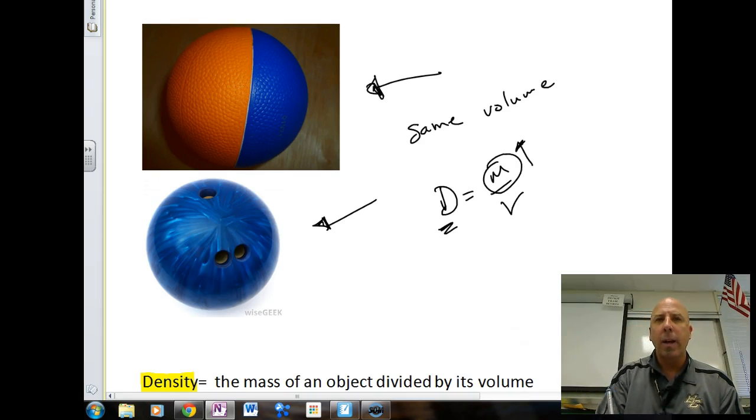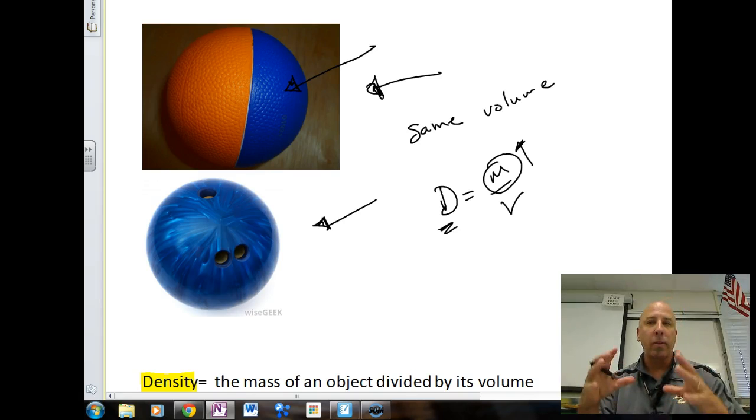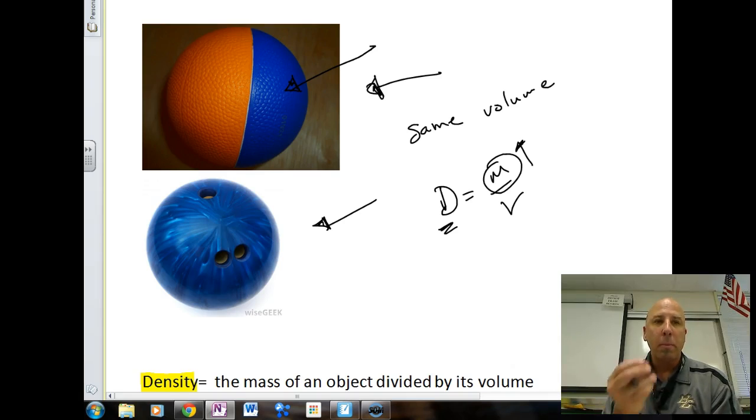And really another way to look at it is if we were able to just zoom in and look at the atoms of each one of these, we would find out that there's lots of empty spaces in the Nerf ball that are filled with air, and that's what gives that Nerf ball the squishy feel, whereas the atoms in a bowling ball would be packed tightly together, and more atoms gives us more mass.